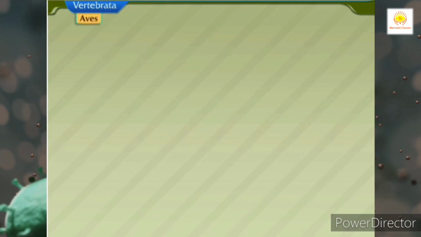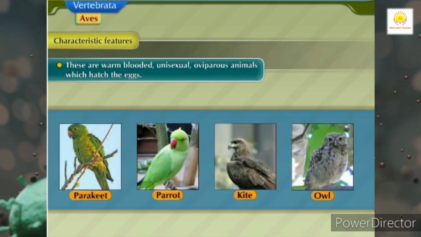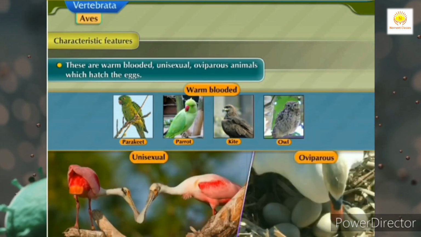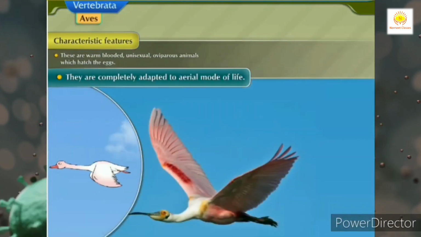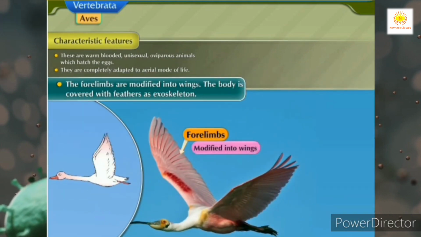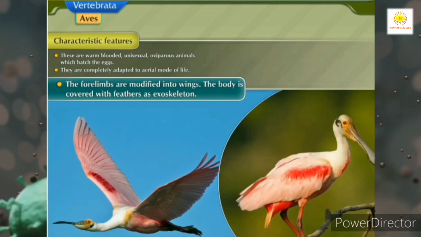Aves. The characteristic features of this class are: these are warm-blooded, unisexual, oviparous animals which hatch the eggs. They are completely adapted to aerial mode of life. The forelimbs are modified into wings. The body is covered with feathers as exoskeleton.